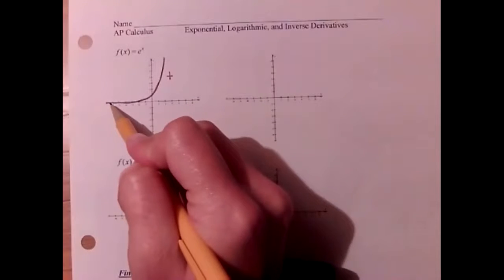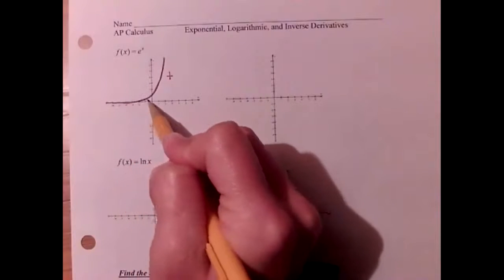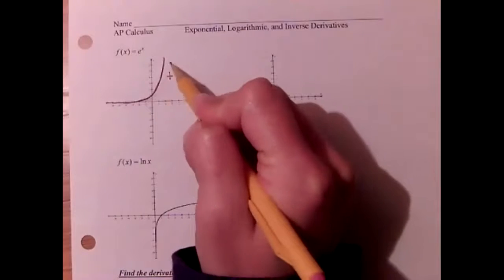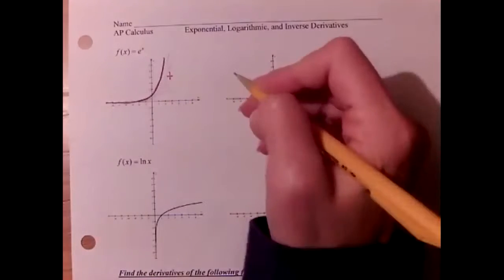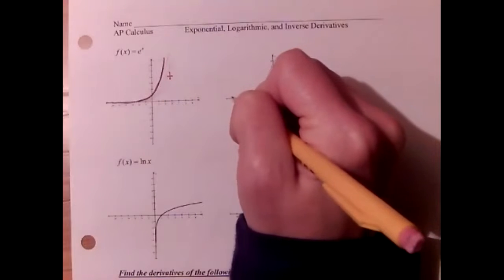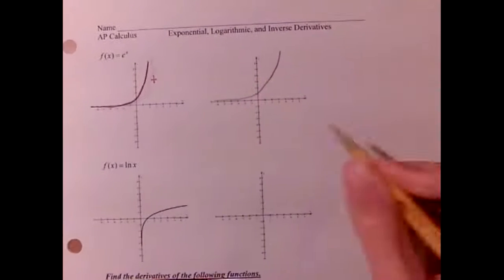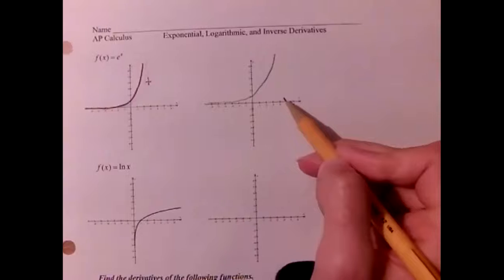If I draw in tangent lines, they start out with very, very shallow slopes, almost zero, and then get steeper and steeper. So if we draw in that derivative, it's going to start out really close to zero and then go up and up and up. So e to the x is its own derivative.